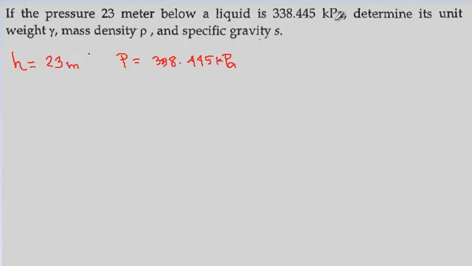And here in fluid mechanics, if you are not explicitly given that it is absolute pressure, then it is assumed to be gauge pressure. By default, if the pressure is not stated to be absolute, then it is a gauge pressure. That's our given. Our required will be unit weight, mass density rho, and specific gravity S.